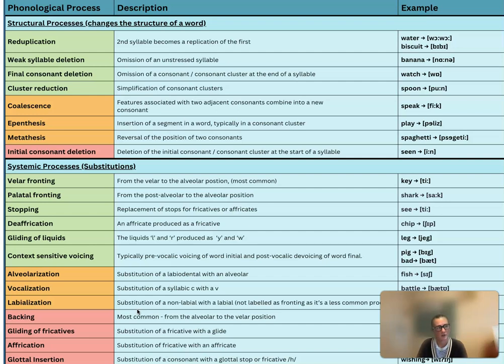That often occurs with plosives, so the word pig might be said as pi, for example. Then you have cluster reduction.